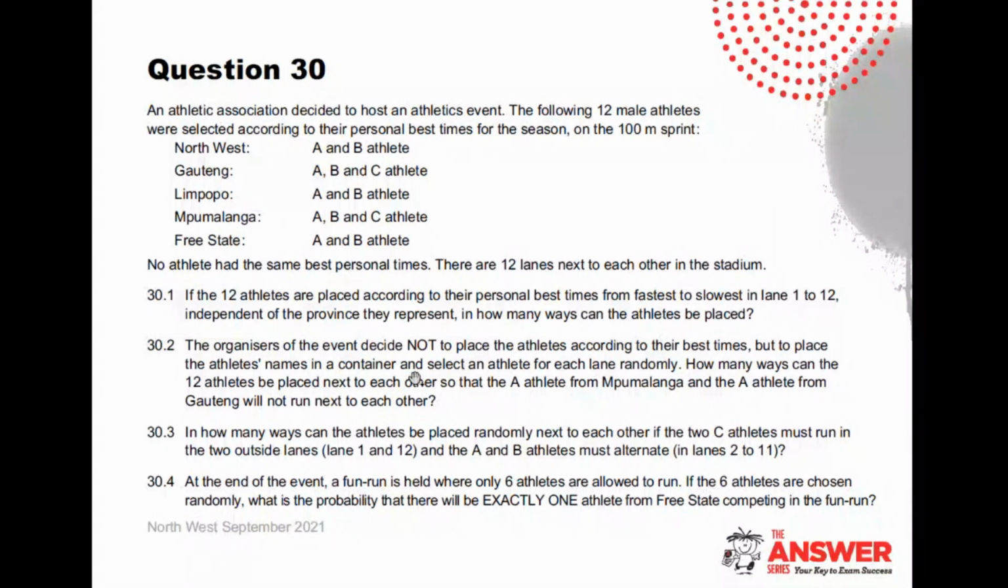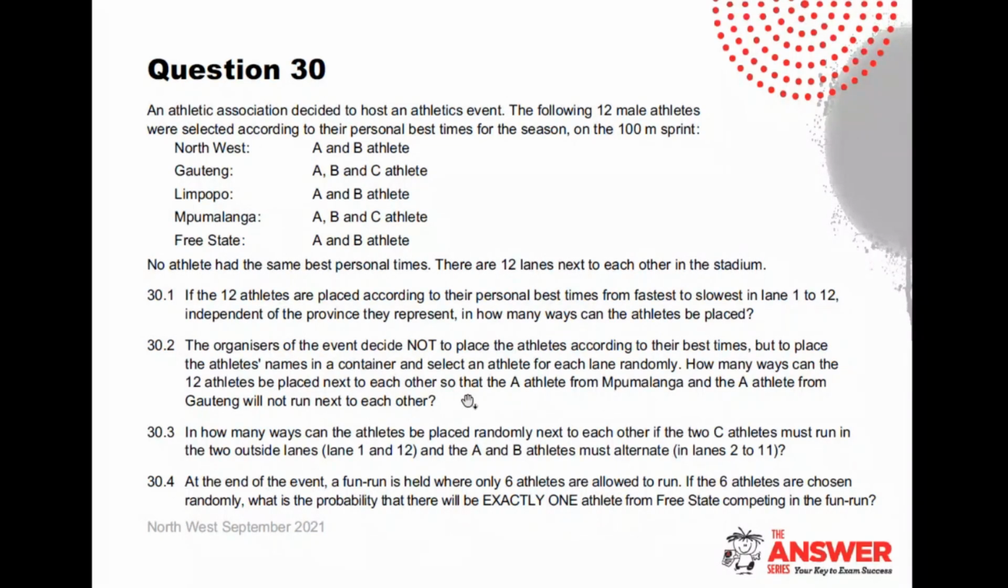30.2. The organizers of the event decide not to place the athletes according to their PBs, but to place the athlete's name in a container and select an athlete for each lane randomly. How many ways can they be placed so that the A athlete from Mpumalanga and the A athlete from Gauteng will not run next to each other? So we consider those 2 athletes running together, get the number of ways, and then subtract.